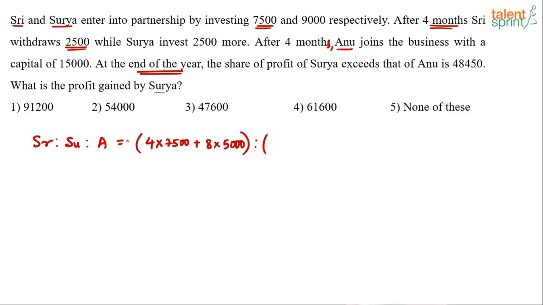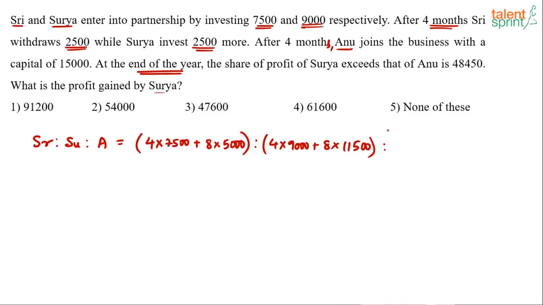Similarly, do it for Surya. He started with 9,000. So for the first 4 months, it was 9,000. And after 4 months, he invests 2,500 more. So for the remaining 8 months, how much was his investment? 9,000 plus 2,500 is 11,500. Right? And now comes this person, Anu.